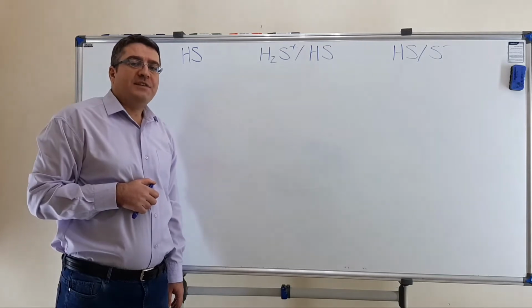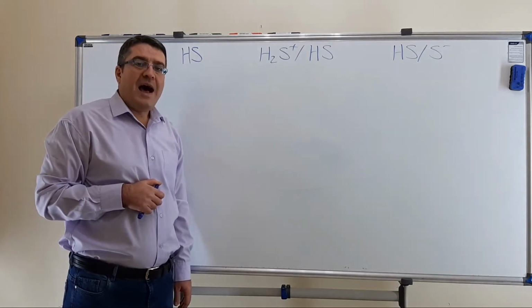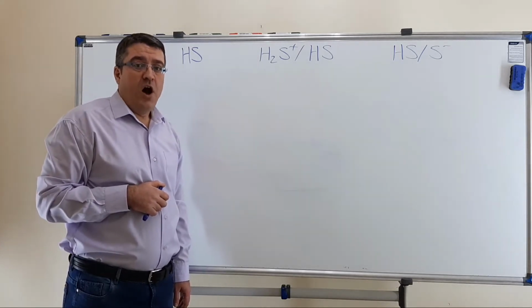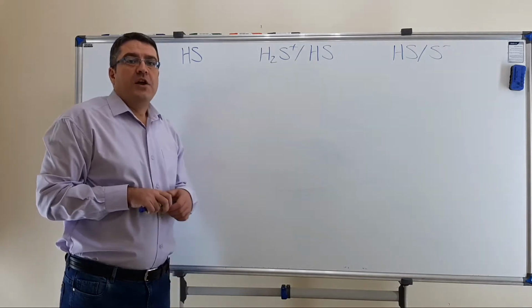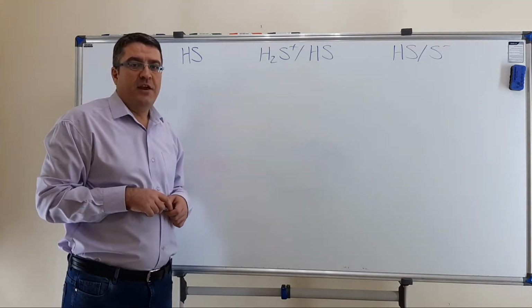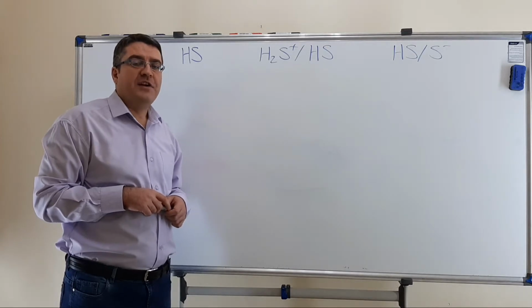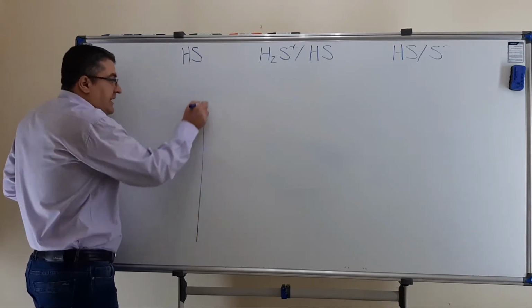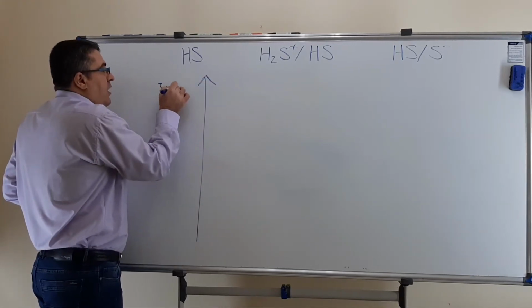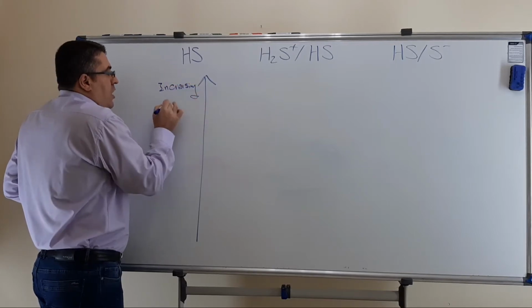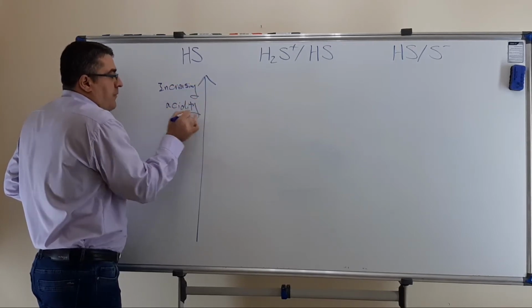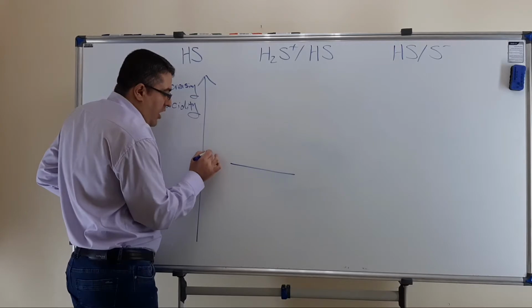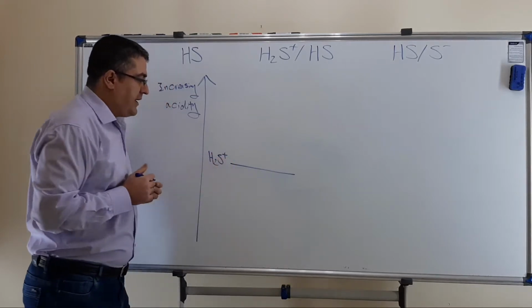For a protophilic solvent, all acids stronger than the conjugate acid of the solvent are leveled with the conjugate acid of the solvent. We can represent this graphically as follows. Assume that the acidity here increases from bottom to top, and the acidity of the conjugate acid or the ionium cation of the solvent is located here.